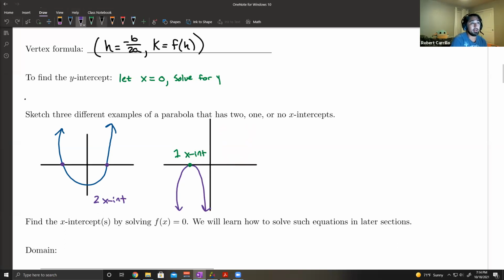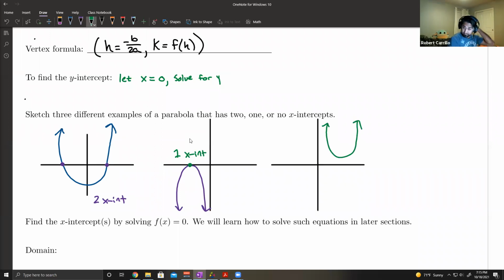Okay. And then last, a parabola that has no x-intercepts will look like this. I will say, let's just open up, and it's just floating somewhere in one of the quadrants. So the same could be said. I could have a parabola that opens down, doesn't touch it, or I have another parabola that opens down over here, or a parabola that opens up over there. As long as you don't touch the x-axis, those are parabolas with no x-intercepts.